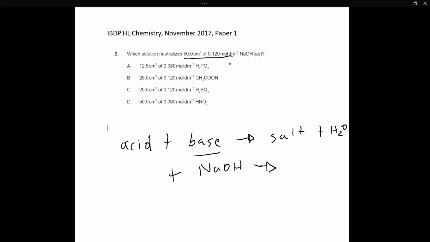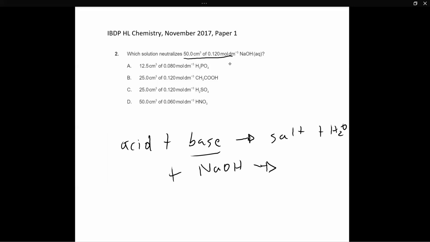Now, you can calculate the moles of this in paper 2 using a calculator. Unfortunately, we do not have that facility over here because in paper 1, you're not allowed to use a calculator. So you just have to do the process of elimination, or if you are well versed with the subject, you will automatically know which is the answer. But for this video, I will take the process of elimination method.